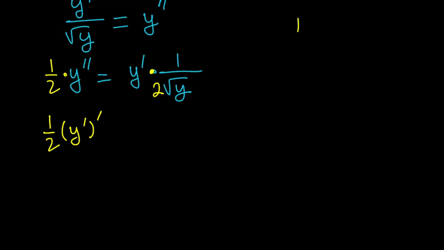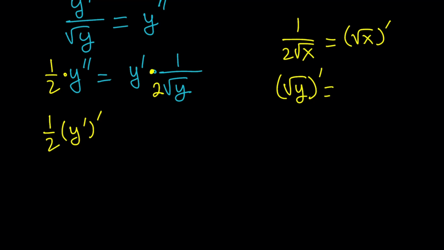Now, 1 over 2 square root of x is the derivative of what function? In other words, I'm trying to integrate it, right? This would be the derivative of square root of x. But we have the square root of y. So what's the derivative of the square root of y? It will be 1 over 2 times the square root of y, just like this one, times the derivative of the inside. By chain rule, that will be y prime. Uh-oh, we got the exact same thing. In other words, the right-hand side is the derivative of the square root of y.